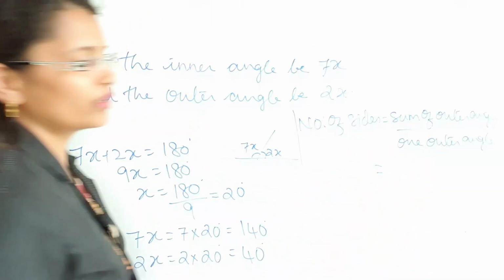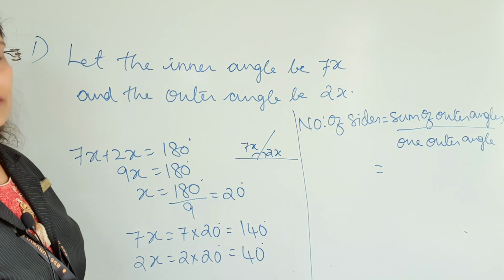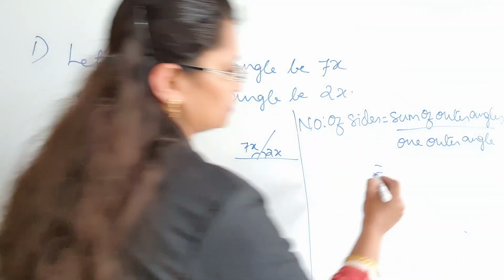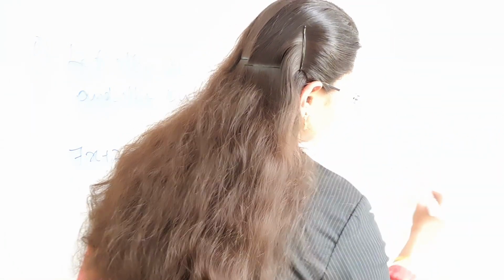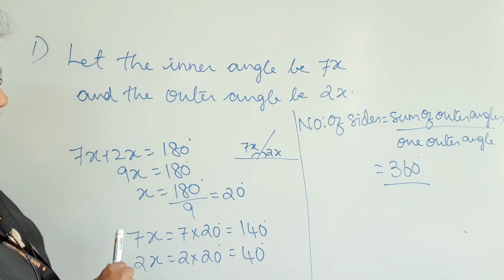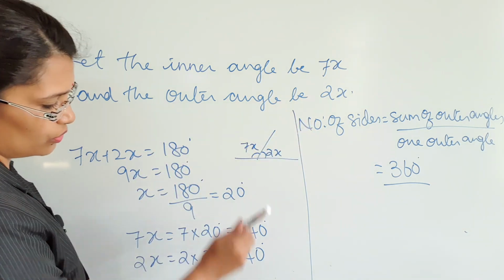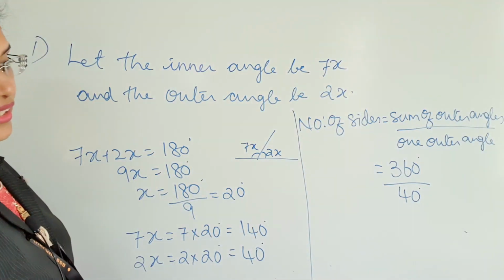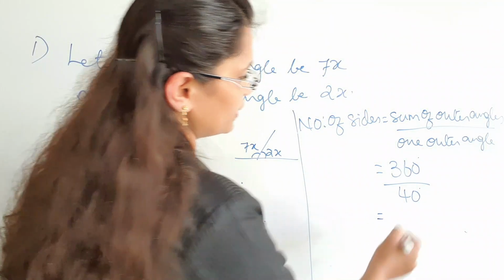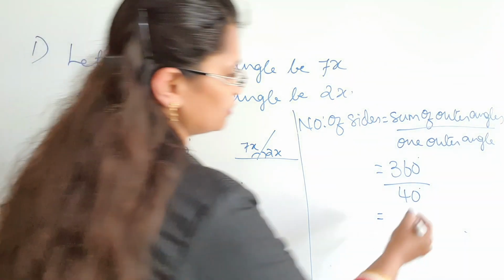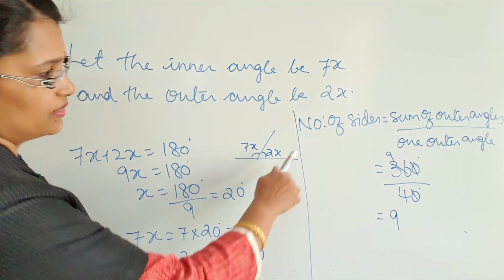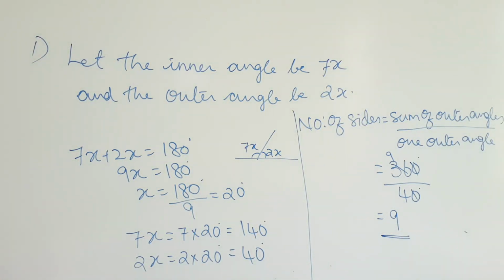Is equal to, what is sum of outer angles? You know that in any polygon sum of outer angles is equal to 360 degree, and then one outer angle, which is outer angle 2x, is equal to 40. So 360 divided by 40 degree is equal to, what is 360 divided by 40? Is equal to 9. 4 9s are 36. So 9 sides, number of sides is equal to 9. Is this clear, children?